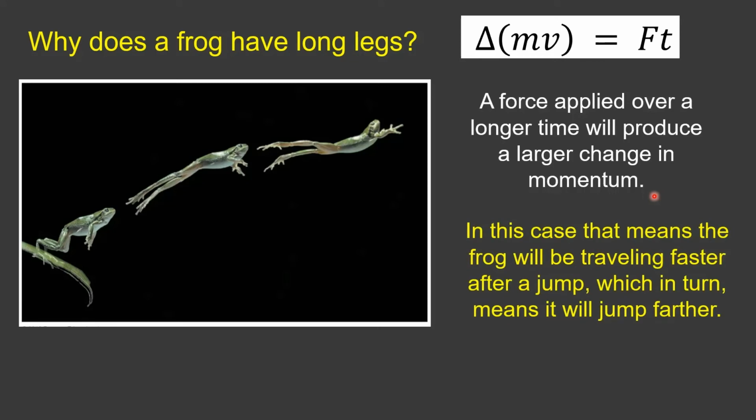So in this case, that means that the frog will be traveling faster after a jump, which in turn means it will jump farther. Why is that good for the frog? Most distinct physical features in the animal world have something to do with giving them an advantage for surviving. So if a frog can jump farther, you would imagine it has an advantage for catching prey or escaping predators.